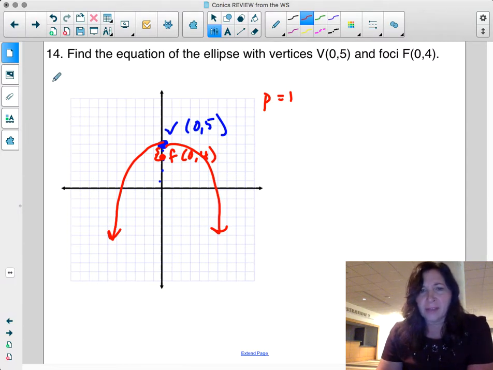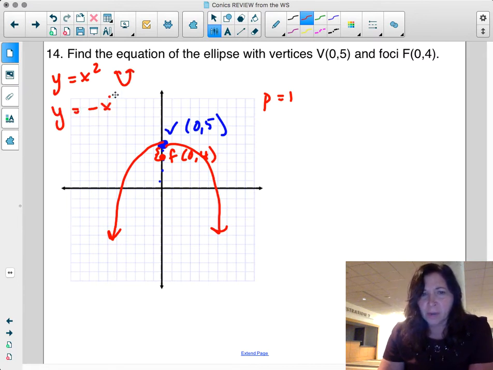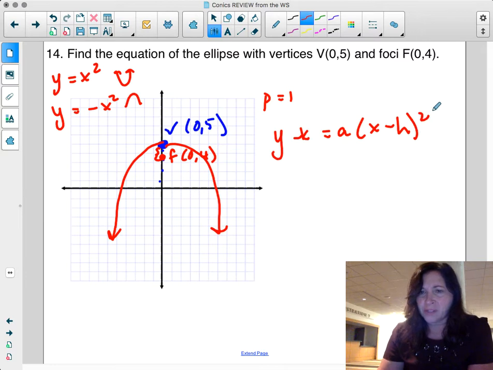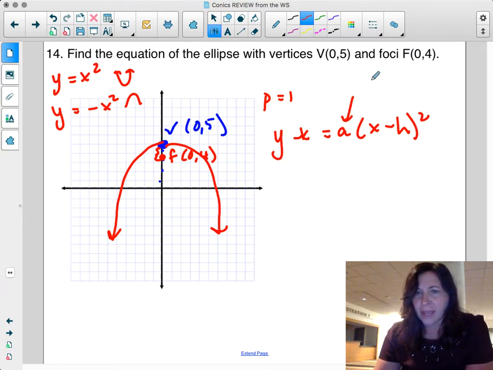This is a y. If it was a y equals x squared graph, my graph would go up like that. But because my graph is a negative x squared, it will go down, and that's exactly what I have here. So we have y minus k equals a times the quantity x minus h squared. We know that this value here, a, is 1 over 4p. Because p is negative 1, because we're dropping down, this is going to be negative 1/4 right here.